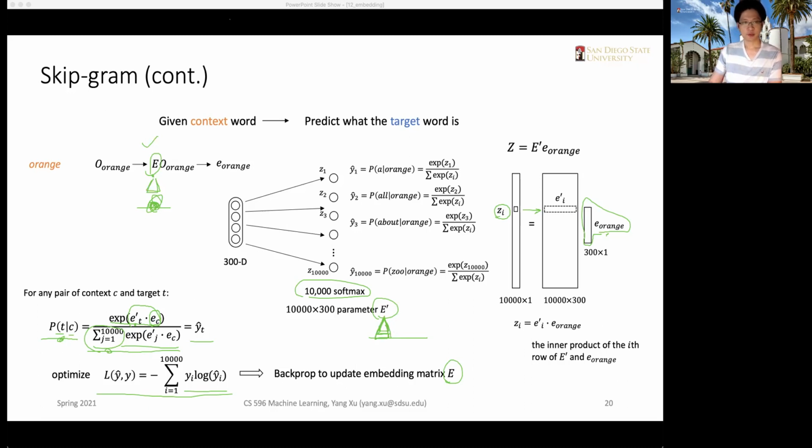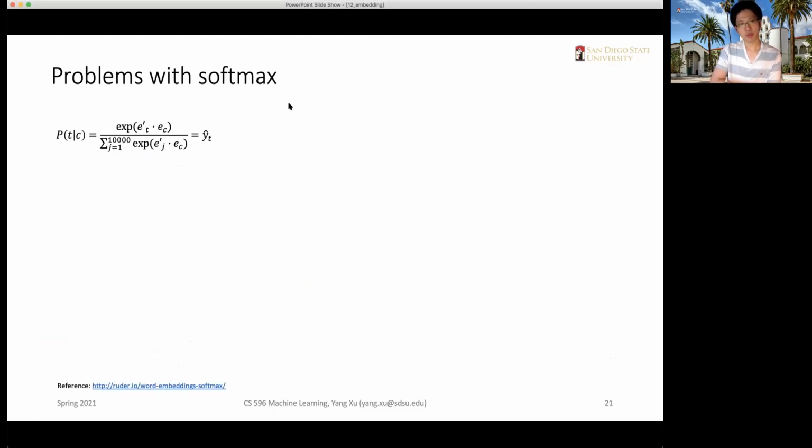So that's for the skip-gram, but we are not done with all the details yet, because we have problems with softmax. The main reason is that it's really slow to compute.